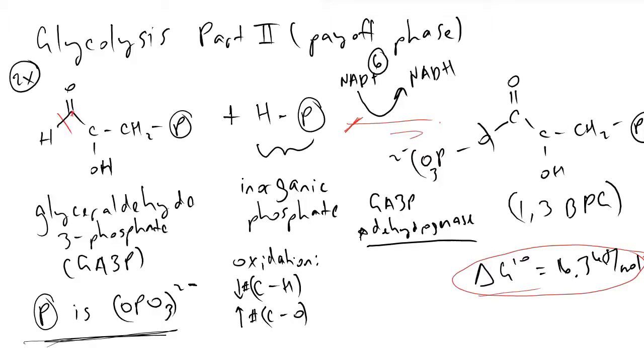And continuing, the next thing I would like to note is how similar this functional group on 1,3-BPG resembles a carboxylic acid. And what we'll note is that if we were to break this oxygen-phosphorus bond, we will be left with a carboxylate, the conjugate base of a carboxylic acid.